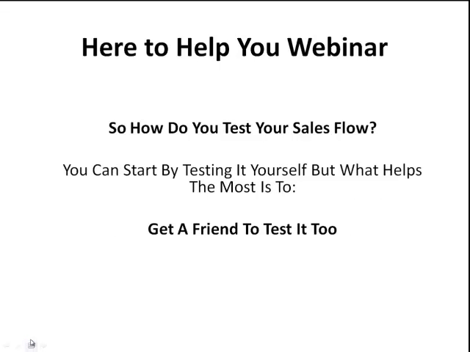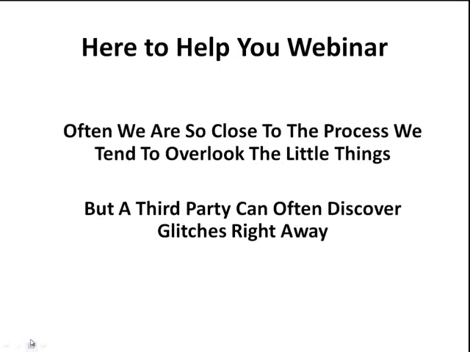Well, you can start by testing it yourself, but what helps the most is to get a friend to test it too. A lot of times we're so close to the process that we tend to overlook the little things, the things that in our mind we know how it should work, and maybe we envision it working right, and we overlook things that could be obvious to someone else. But if you have a third party, a friend or relative or a colleague to check it, a lot of times they can discover glitches and errors that you've made right away because it's brand new and fresh to them, so they're going through it having not ever seen any part of your sales process or the product at all.